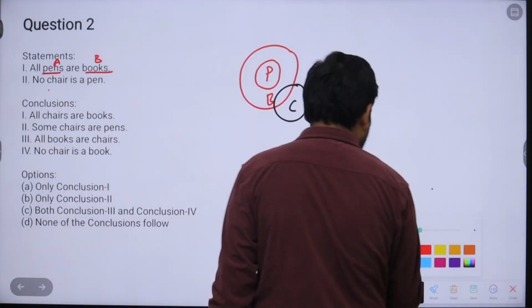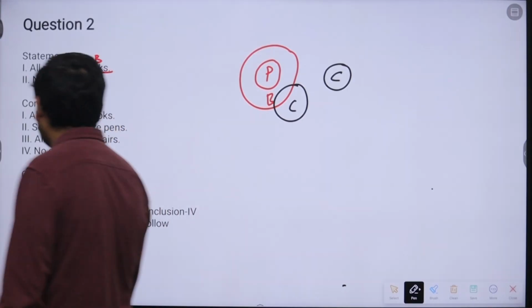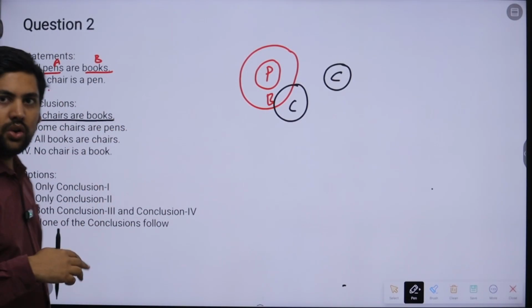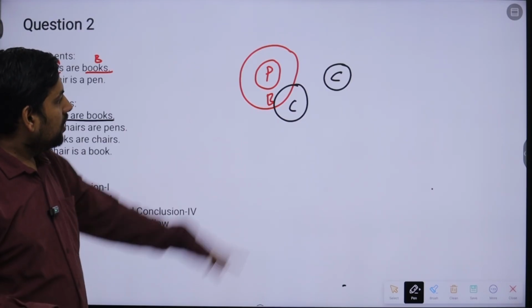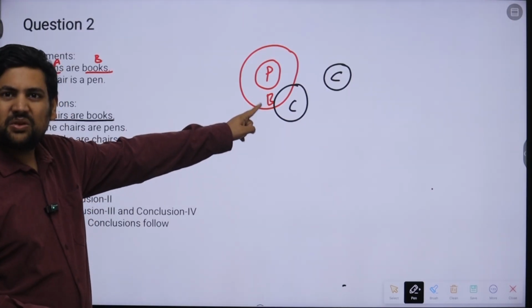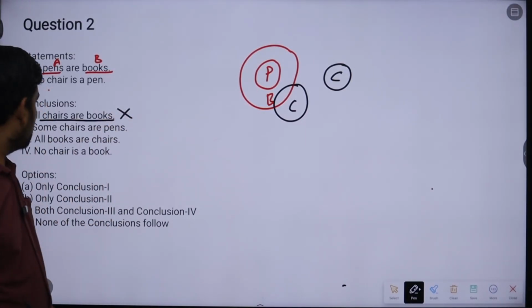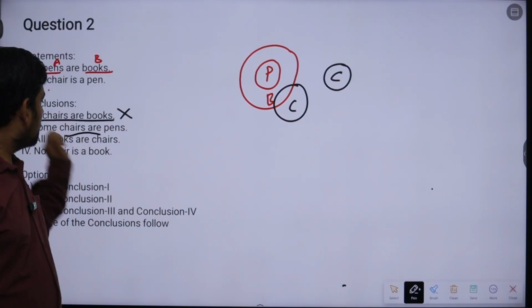Now let's see what it says. First is all chairs are books. All chairs are books. Is it true? No, not true according to both diagrams. So this is wrong.